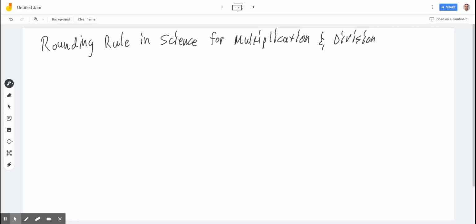Okay, we're going to go over the rounding rule in science for the result from a multiplication or division, which in math is called a product or a quotient. So we're going to take the number 3.12 and multiply it with 4.1, and that will give us 12.792.